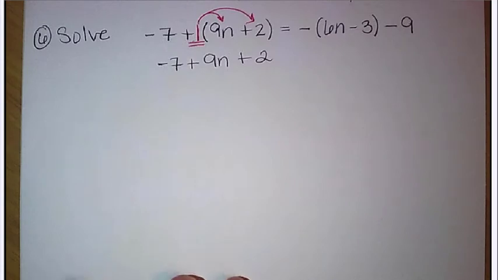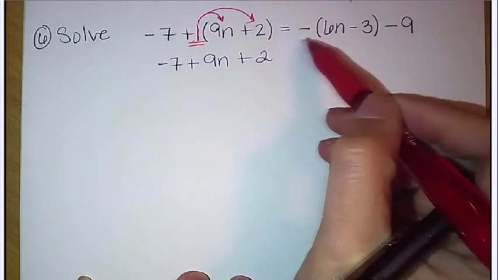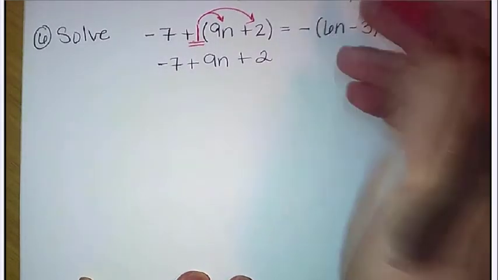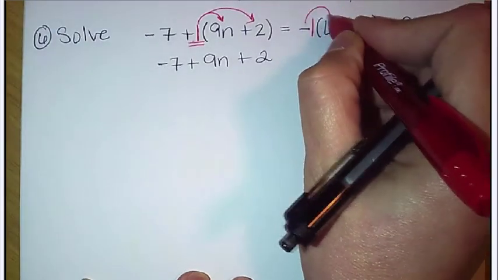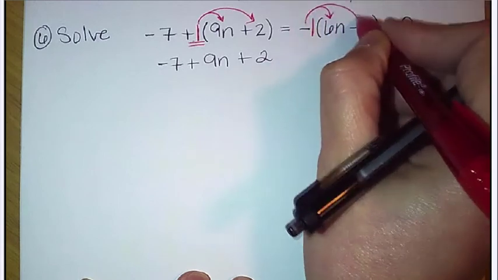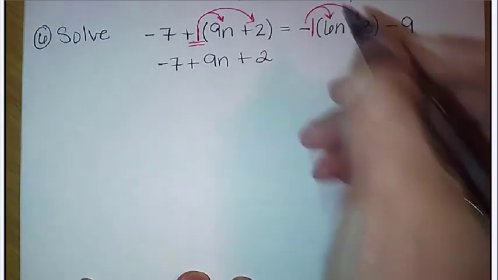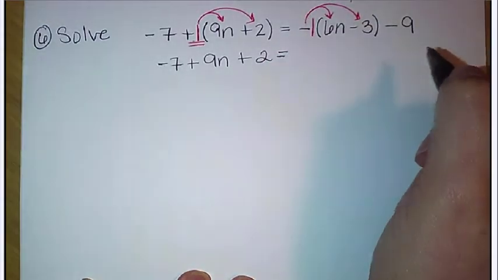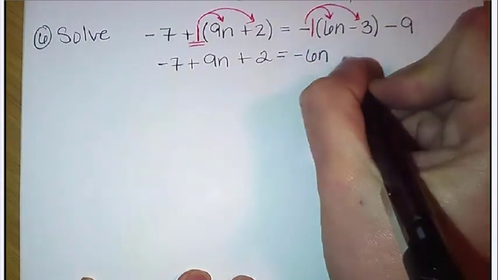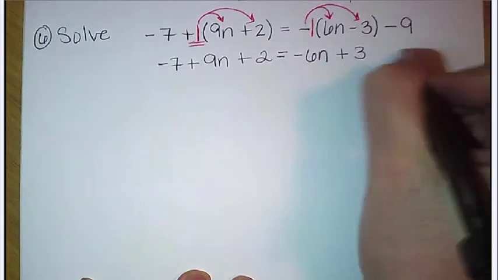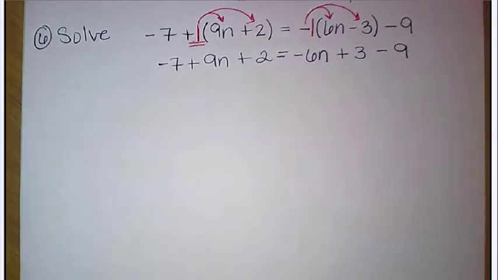So the same thing over here on this side. Notice instead of just a 1, it's actually a negative. So you can go ahead and put a negative 1. Again, just making sure we understand that we are distributing a negative 1 to both of these guys. So this is going to change it a little bit. It's actually going to change our signs. So this is going to give us a negative 6n and a positive 3 minus 9.